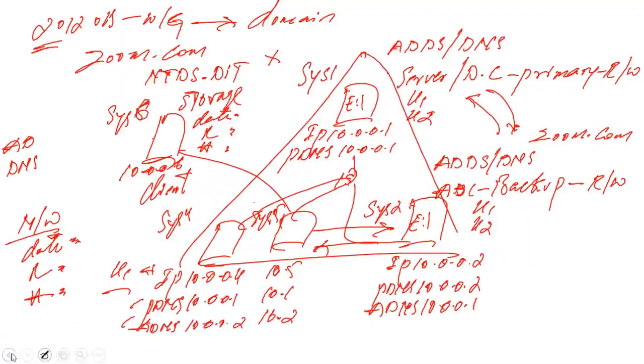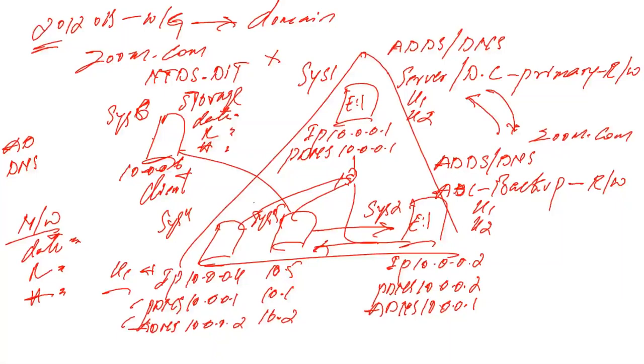Write down the next point: assign the IP address. The IP address and preferred DNS address should be the same, and the alternate DNS address is the DC IP address. DC means your primary server IP address, okay?